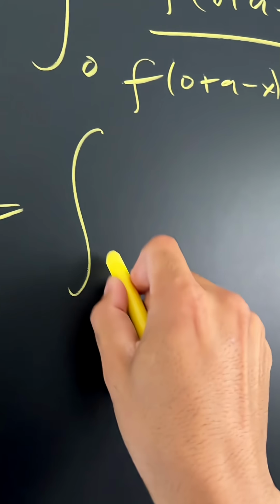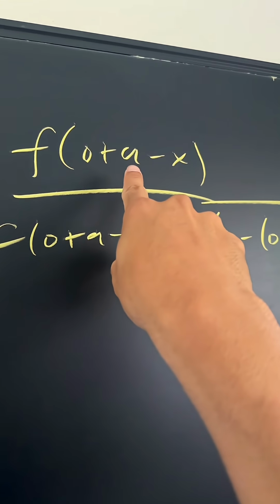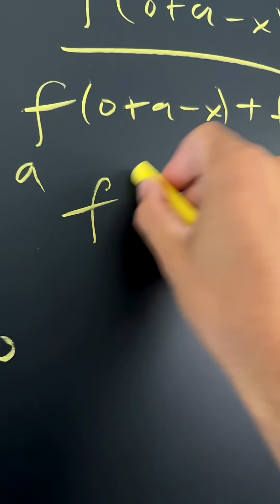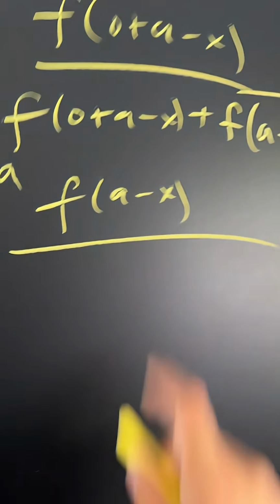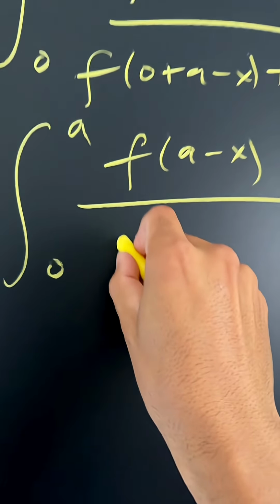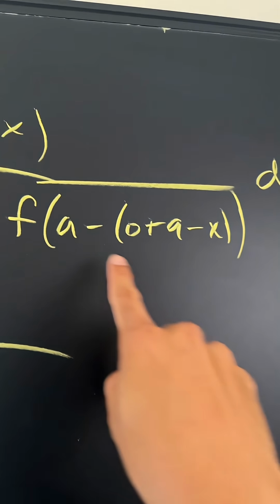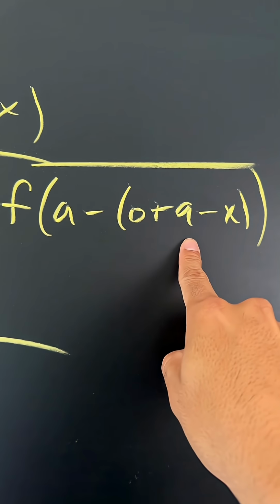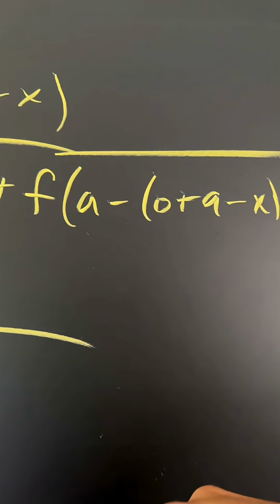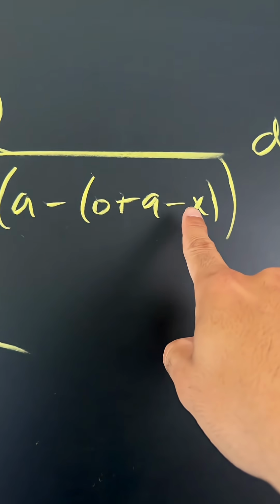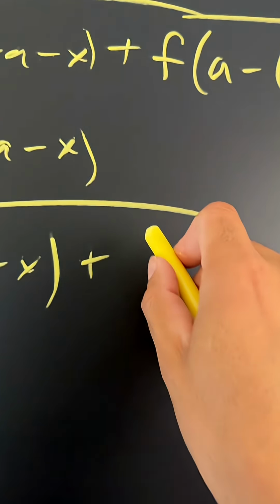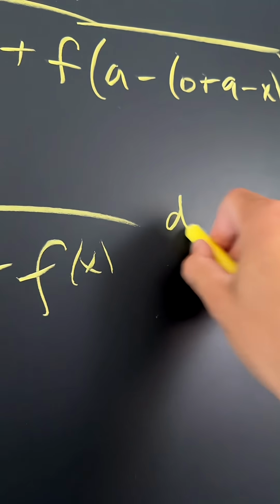So on the top, we still have the integral from 0 to a. This is going to just be a minus x, so we have f of a minus x over, and then this just turns into f of a minus x. And now check out what's going to happen to this function. We're going to have negative a, or a minus a. So that's going to cancel out, and then this negative will distribute to this, giving us a positive x. So this is just f of x with respect to x.